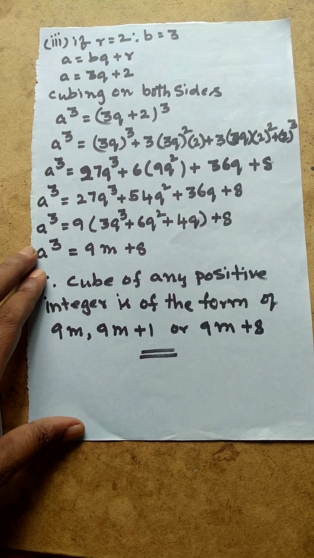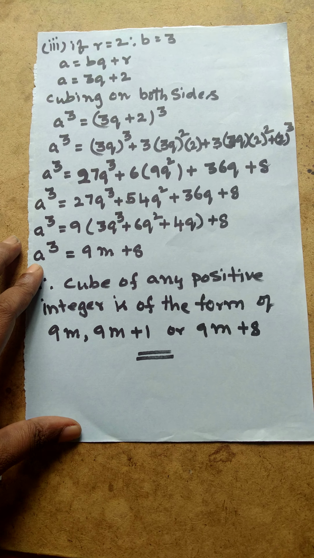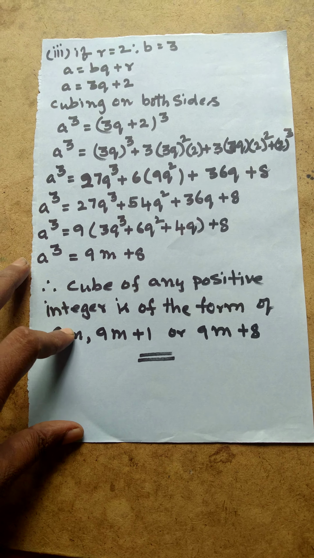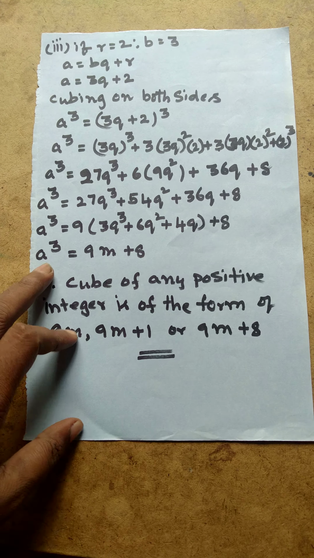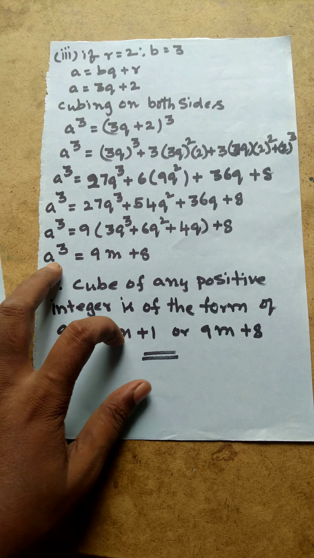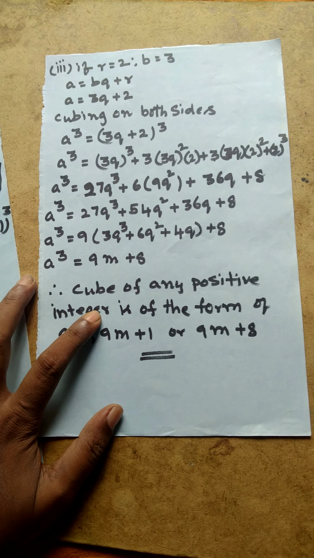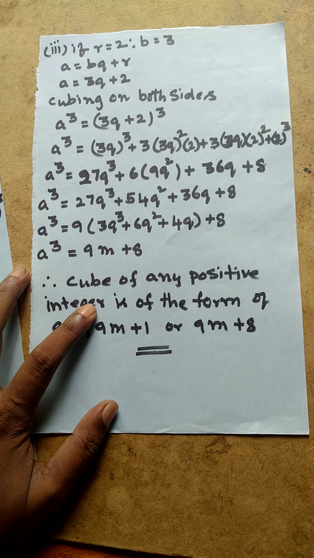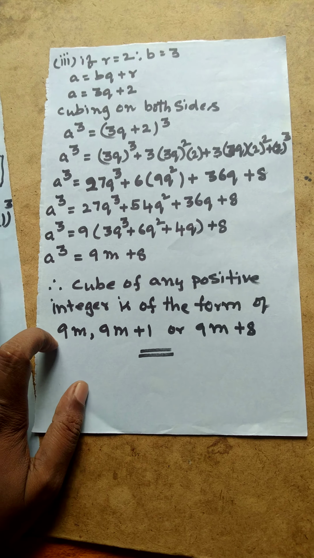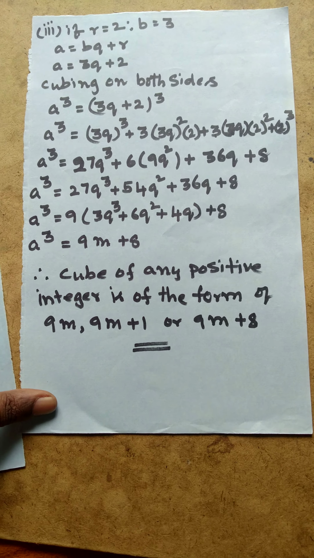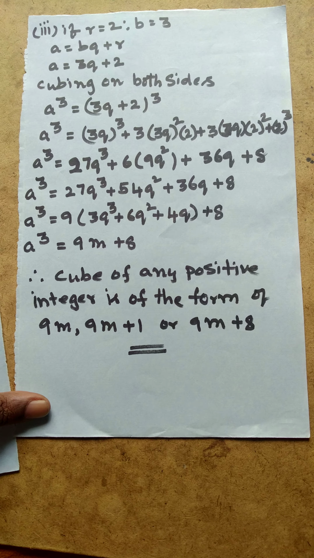Therefore, the cube of any positive integer is of the form 9m. In case 1, 9m came; in case 2, 9m plus 1; in case 3, 9m plus 8. So by taking these three cases we can solve this problem simply. The divisor can be taken here as 3.